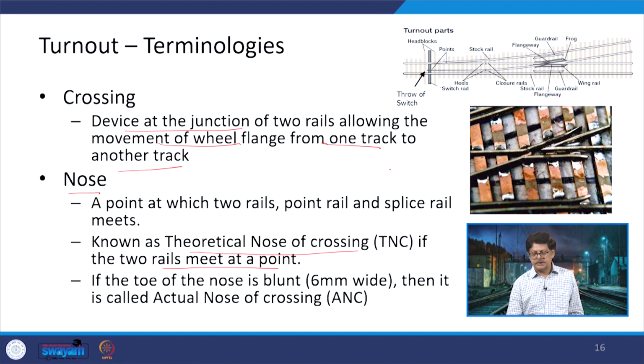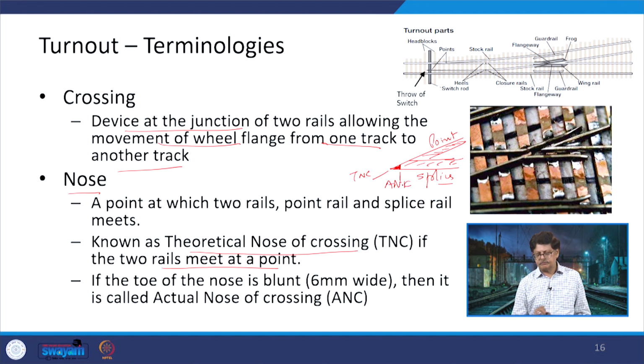I showed you how the two rails meet, where one rail is going in this direction and another rail is being provided in this form. So, there is a theoretical nose, but if the toe of the nose is blunt by 6 mm here, so if this is removed, then we are left with the system. So, there is a point rail and there is a splice rail, and accordingly we have a theoretical nose of crossing and an actual nose of crossing.